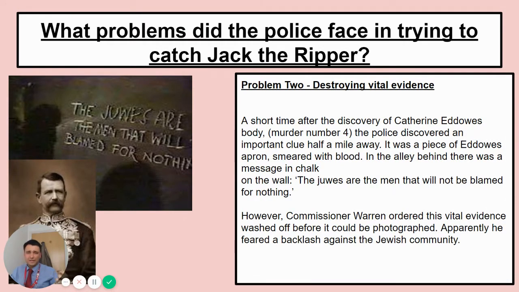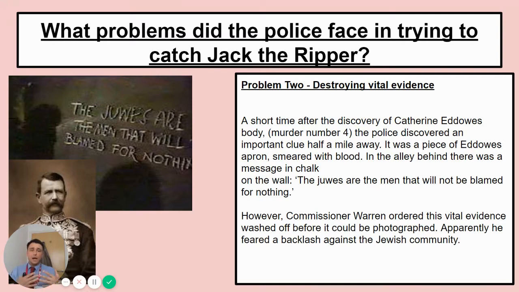It's quite a complex, cryptic message. We've got two negatives there, not and nothing, and they cancel each other out. So if we get rid of both of those, the message says, the Jews are the men that will be blamed. It's an anti-Semitic message, and as we've seen before, there were problems with anti-Semitism in Whitechapel at the time anyway. The message is on the wall, and they want to photograph it when the light gets better. But the problem was there was due to be a market there at 6 o'clock.